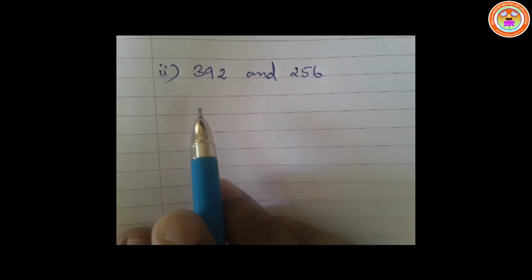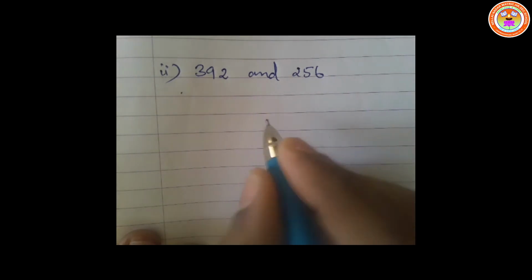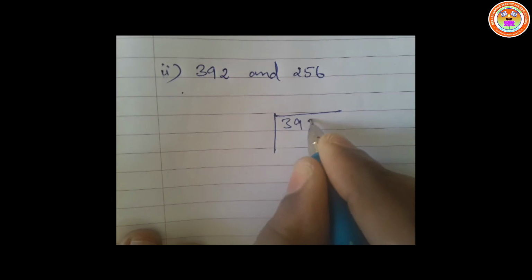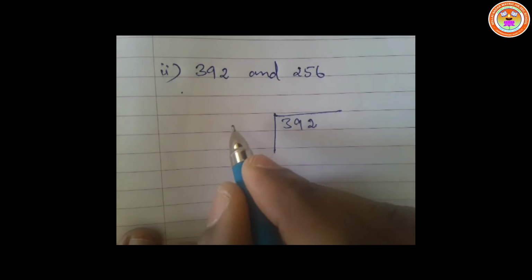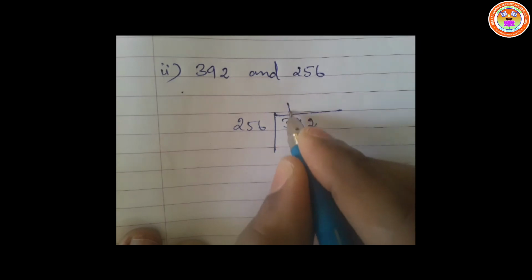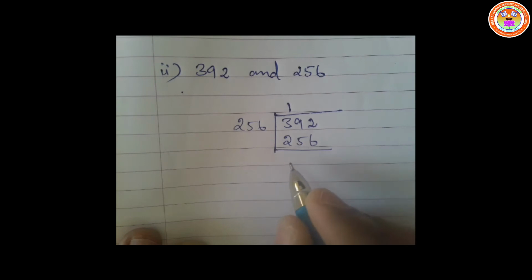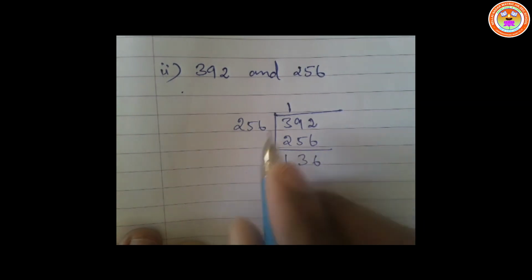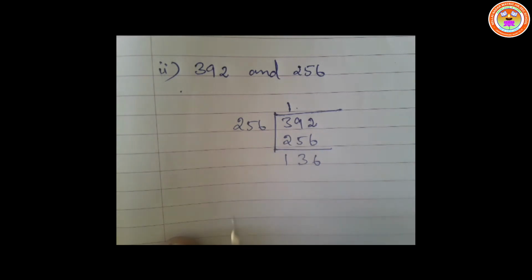Now the second subdivision is 392 and 256. Which is the biggest among the two? The biggest number is 392. So the bigger number you have to put inside the division symbol, and the smaller number outside the division symbol. Now we have to divide it. 1 times 256 is 256. The remainder is 136, which is smaller than 256, so we can't divide it. Don't put a point and then add a 0. You should not do that here. Just leave it as it is.